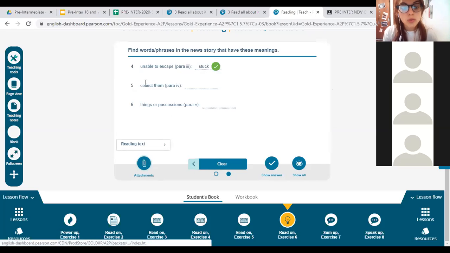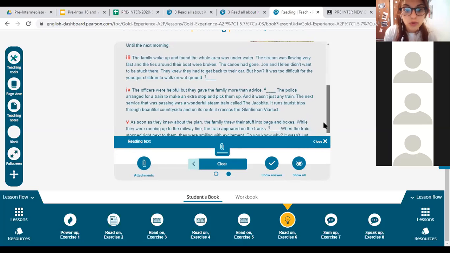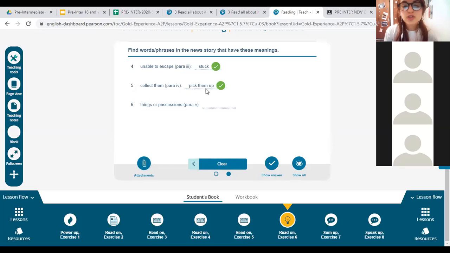Good. Now we need a word that means collect them. We need to collect someone, right? So we are going to collect a person, and we need a verb. So this is paragraph 4. Pick them up. Good. To pick them up. It also works for things as well. If suddenly I drop my pencil and I say, oh, don't worry, I'll pick it up. Yes, lo voy a levantar. In this case, it is used to mean that they got on the train. The train picked them up.